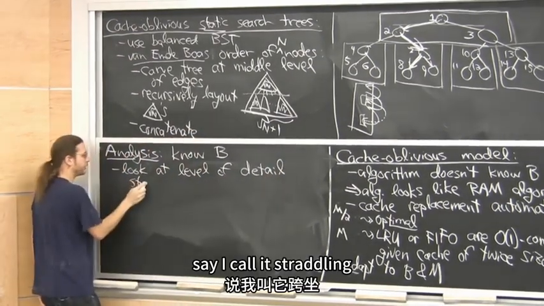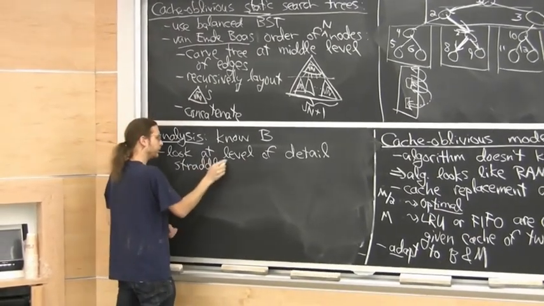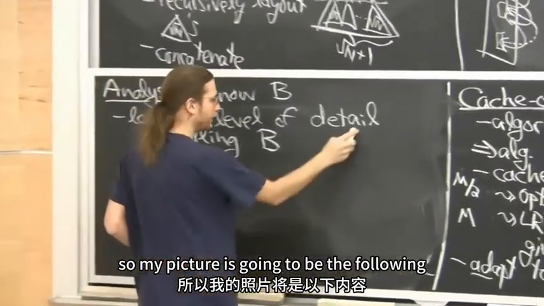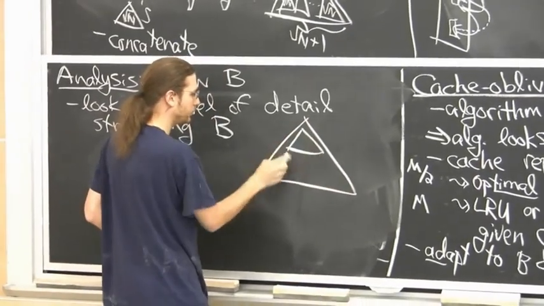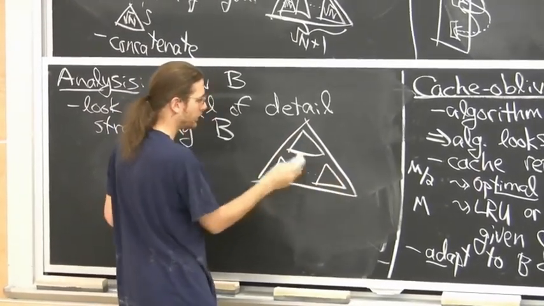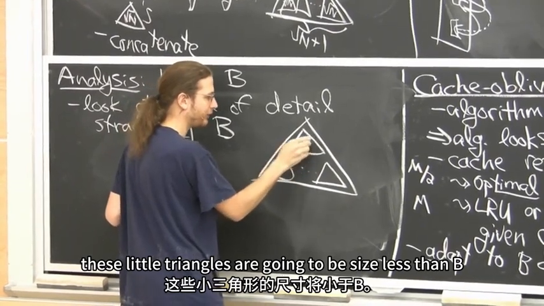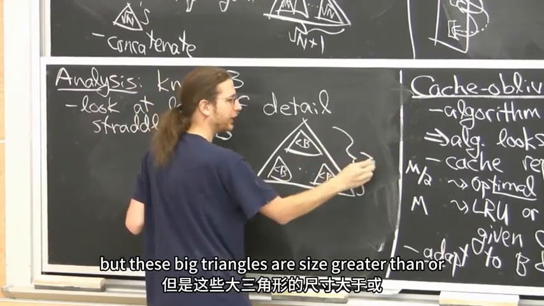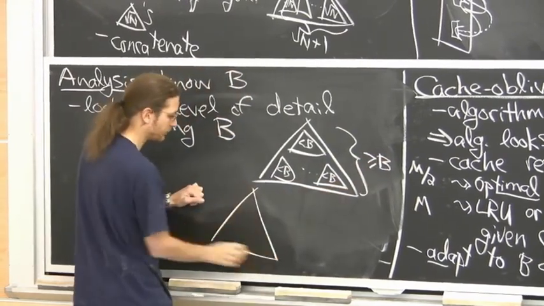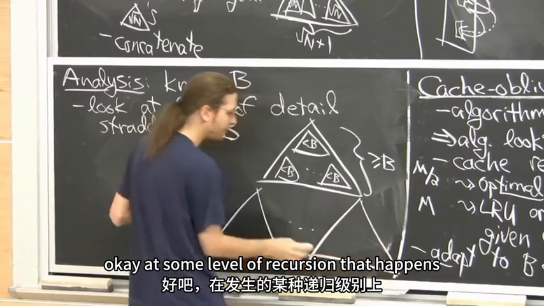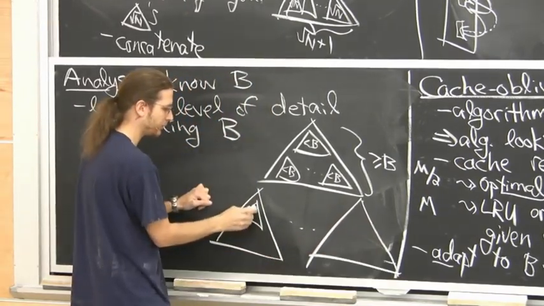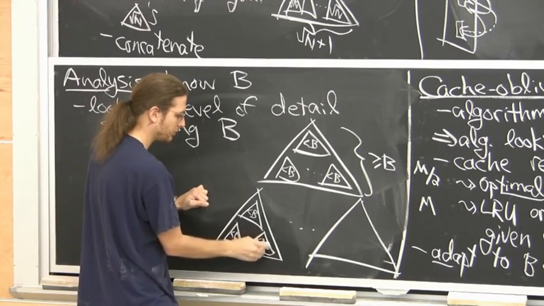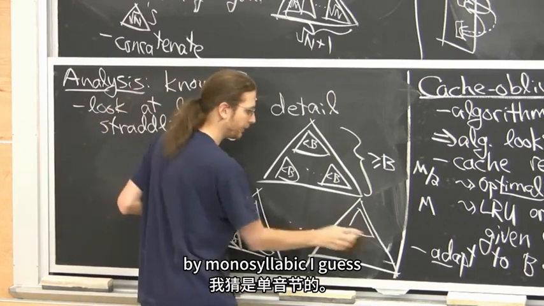I'll call it straddling B. So my picture is going to be the following. These little triangles are going to be size less than B. But these big triangles are size greater than or equal to B. Okay, at some level of recursion, that happens. By monotonicity, I guess.